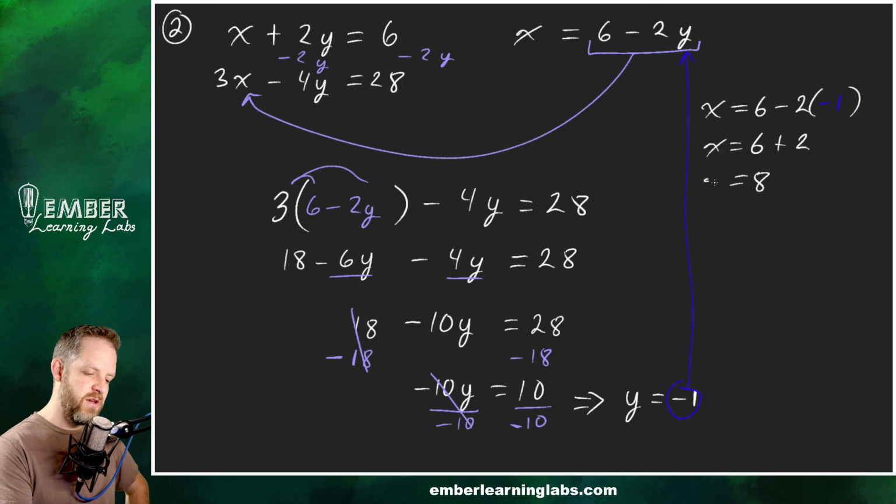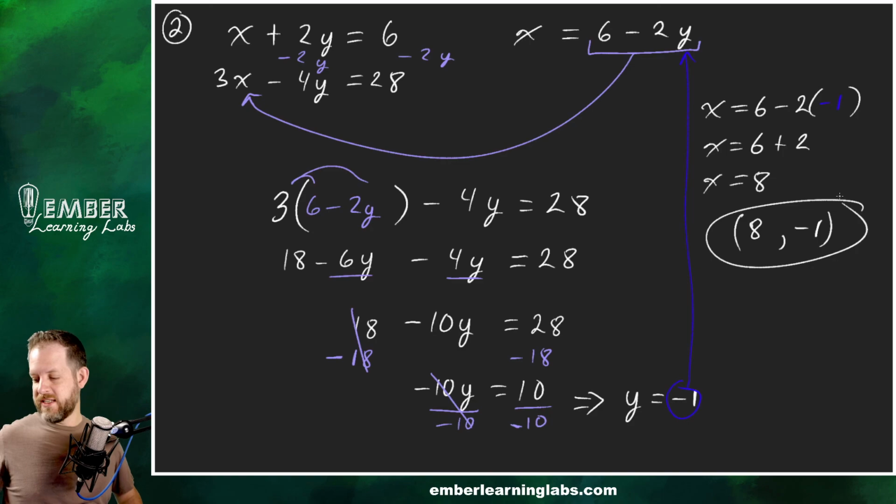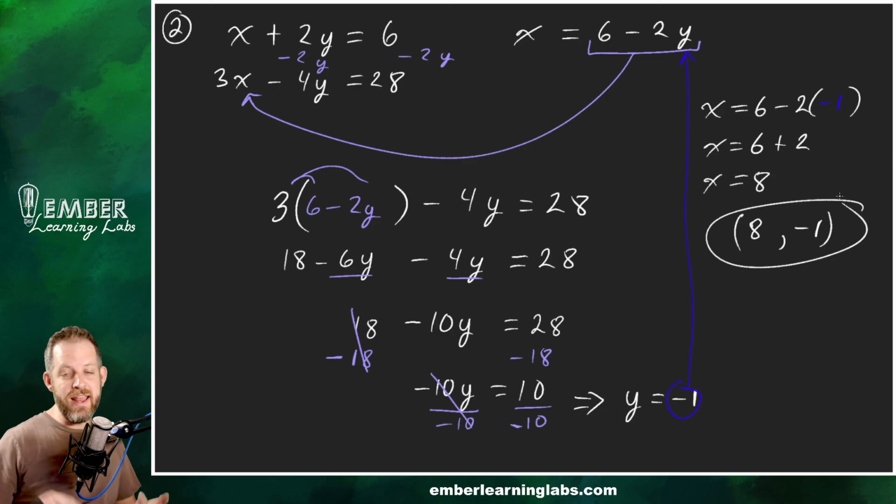So we've got each part. Now we just have to write it as a point. So the answer is the point (8, -1), because points go x, y, right? That is it for solving systems with substitution. We'll look at a second method called elimination in the next lesson.